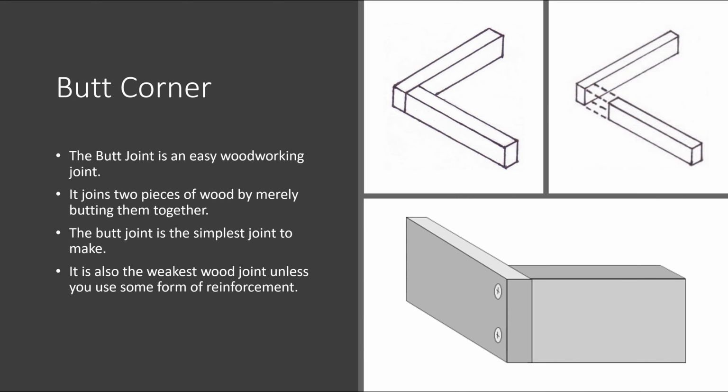Anyways, first you have your butt corner, okay? The butt joint is a very easy woodworking joint, and it's 2 pieces literally butted together, like think of butting heads, okay? And it's a very simple joint. It's usually a very weak joint, so it's made on cheap furniture, and it can be reinforced with like glue or screws and things like that.